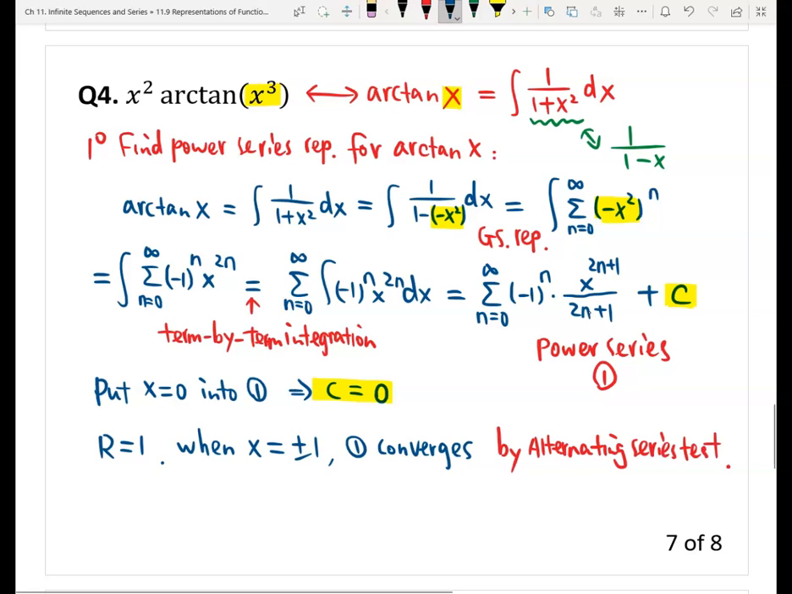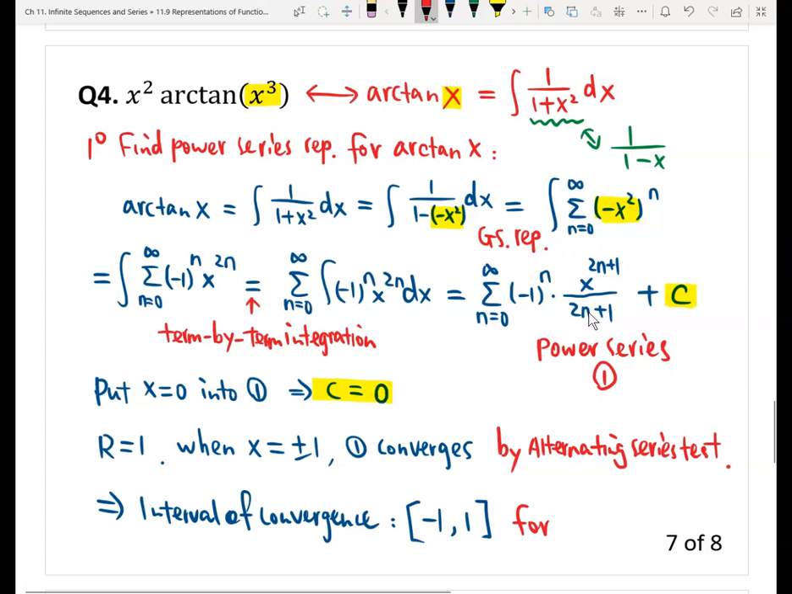Therefore, what do we get? Now we get the domain, or the interval of convergence. The interval of convergence is -1 to 1, including both endpoints. And let's mention this is for the first power series. Now let's move to the second step.